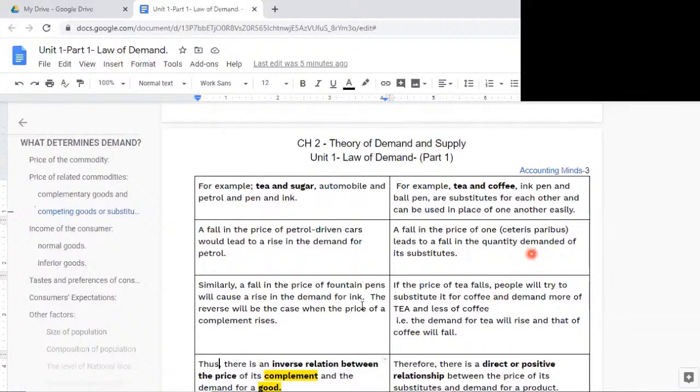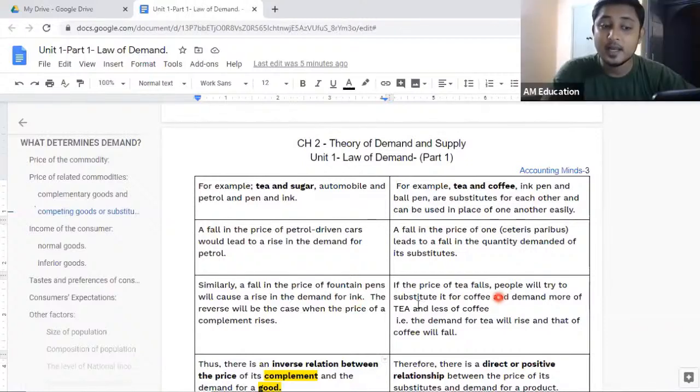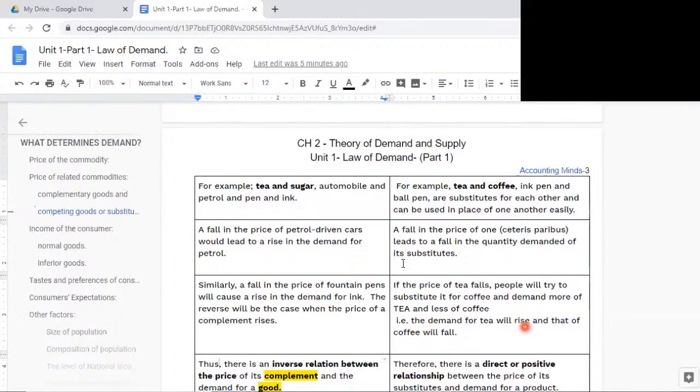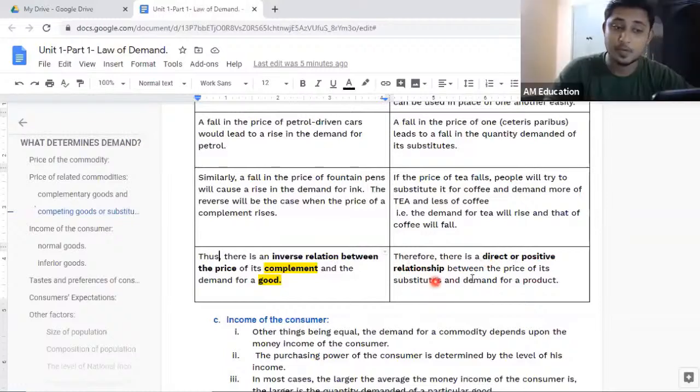Right? And then, if the price of the tea falls, people will try to substitute tea for coffee, and demand more of tea and less of coffee. That is, the demand for tea will rise and that of coffee will fall. So therefore, there is a direct or positive relationship between the price of the substitutes and demand for a product. There is an inverse relationship between the price of the complement and the demand for a good. And there is a direct relationship between the price of the substitute and the demand for the good.